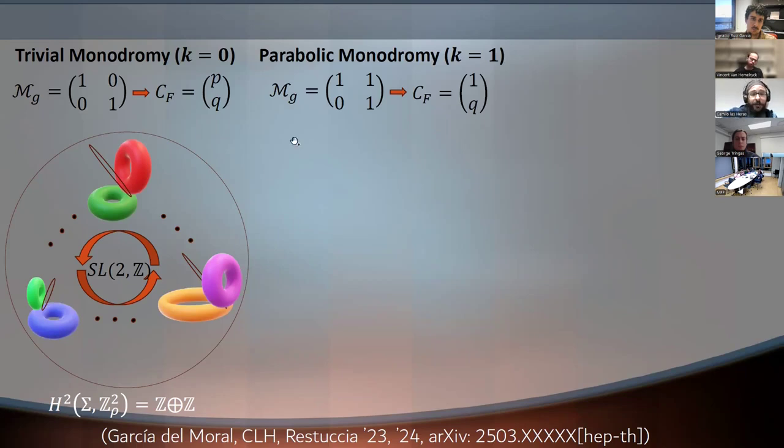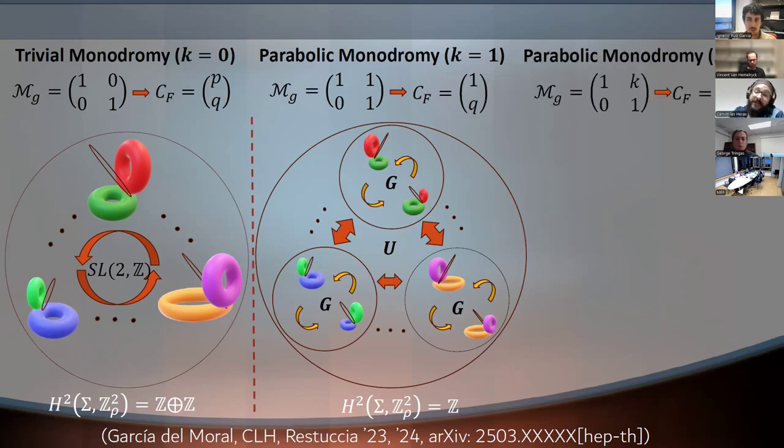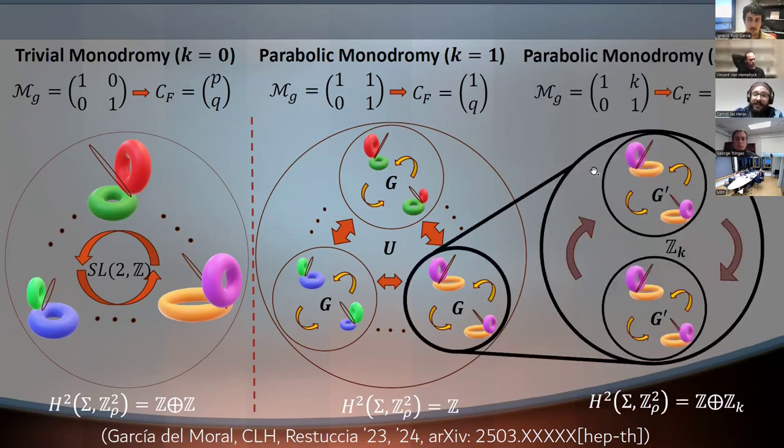However, for parabolic monodromies, we can have K equal to 1, and in that case the equivalence classes contain more than one element, and they are classified by the values of Q, okay? But for K greater than 1, each one of the previous equivalence classes is split into K elements that satisfy between each other a cyclic group structure, okay?